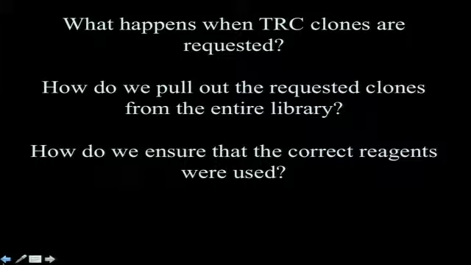So when screeners and collaborators come and are ready to use reagents in our collection, presumably you're working with one of our research scientists in order to actually get these reagents out of our library. But what actually happens when the clones are requested from our collaborators, and how do we pull the ones that you are interested in from such a large inventory, and also ensure that the correct ones were pulled out, that nothing was missed and nothing was swapped or wrong?